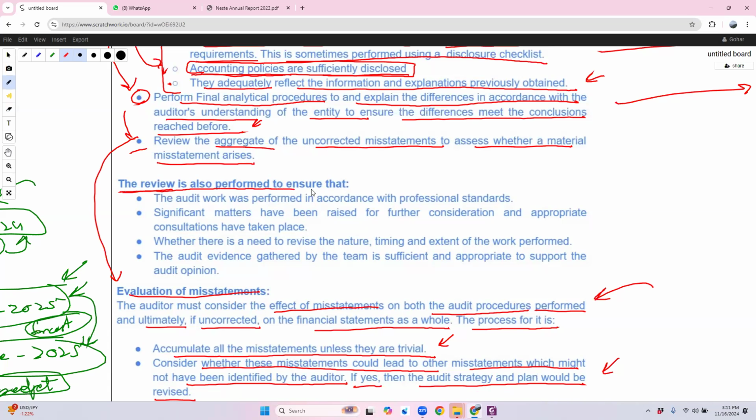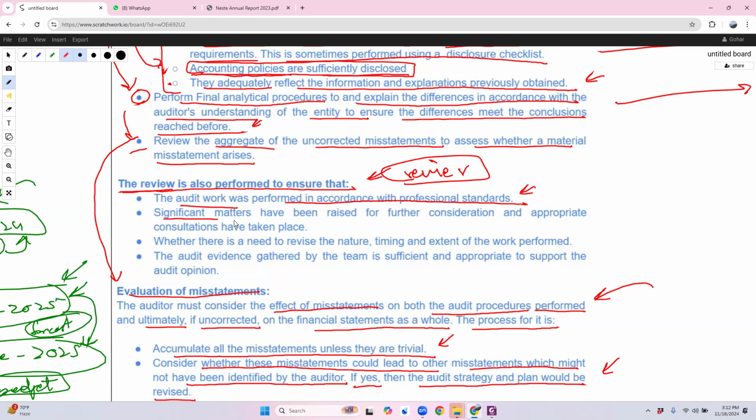The review is also performed. Basically, the review of the financial statements, when you're finally reviewing them. We were right now talking about the misstatements, but let's just leave the misstatements alone and come back towards the review. This is the part we have missed out. Why do you always review the financial statements? The audit work was performed in accordance with professional standards. You need to also check that the audit you did was done correctly. You followed all the ISAs, which are international standards on auditing. You did not miss out any of the ISAs. You followed every professional standard. You did not miss it out.